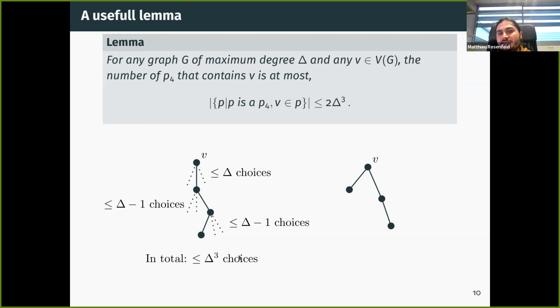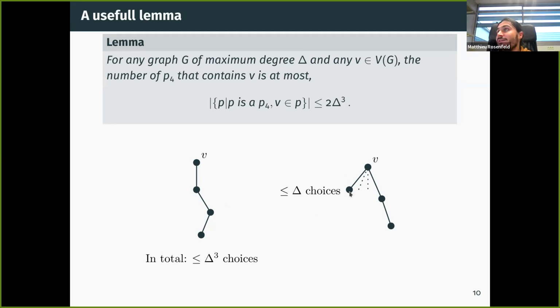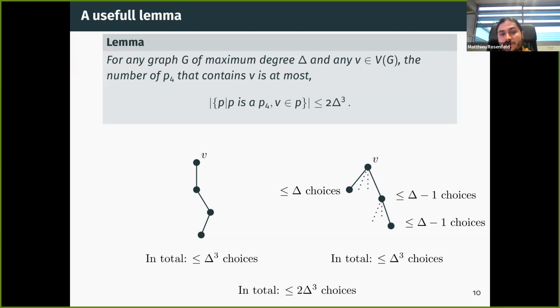Now, if you look at the case on the right, it's going to be quite similar. You have at most delta choices for this one. Now that this one is chosen, you have at most delta minus 1 choices for this one, and then at most delta minus 1 choices for this one. So again, you have at most delta cubed choices. So in total, there are at most 2 times delta cubed P4 that contain V. We are going to use this in a while, but I just wanted to prove this right now, so we don't have to focus on this later.